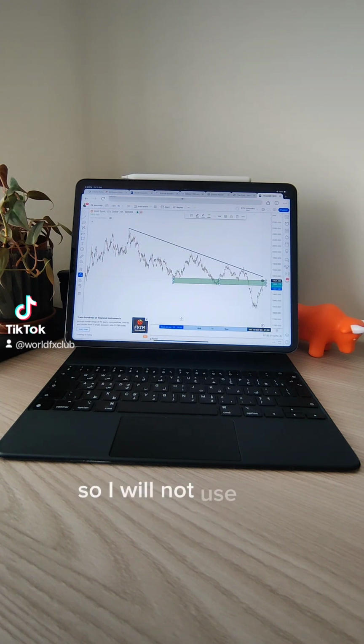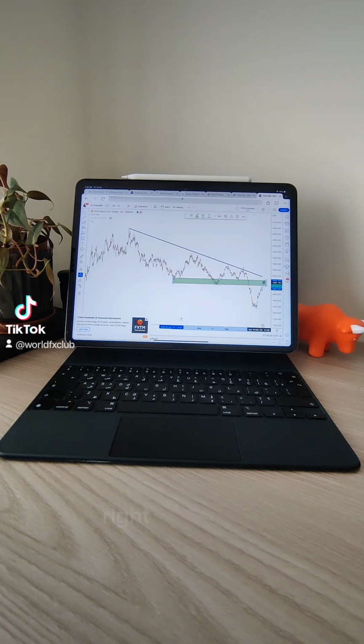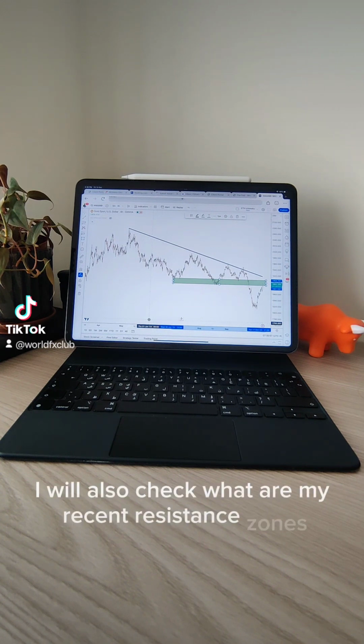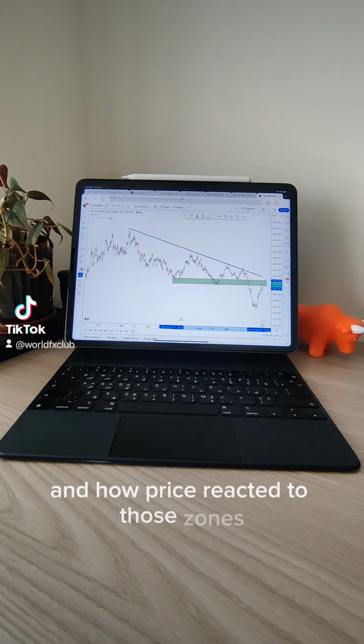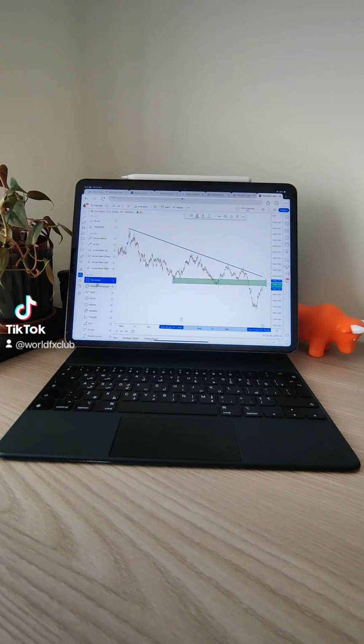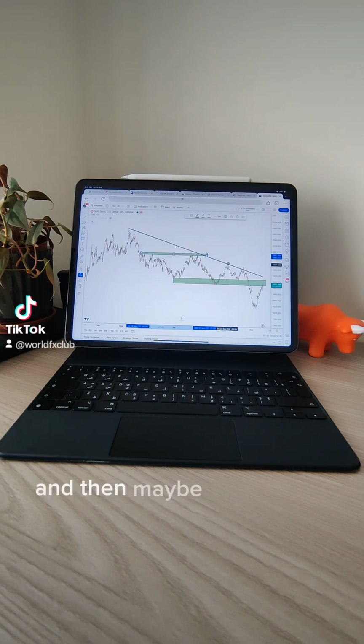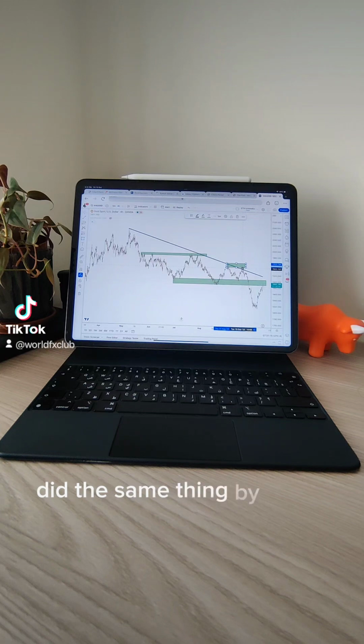So I will not use any indicator as of now. I will be only using an indicator for confirmation when price comes to this area, right? Step number 2, I will also check what are my recent resistance zones and how price reacted to those zones. This is kind of a resistance zone, so I will mark this area as well, where I can see that price was rejecting this area. So yeah, this area as well, and then maybe this area as well, right? We will come back and see if the price did the same thing while using our indicator.